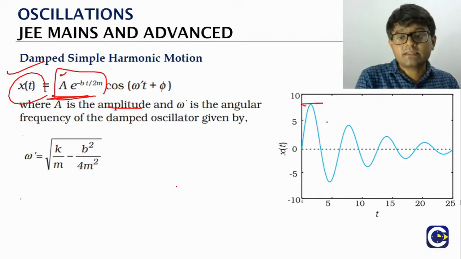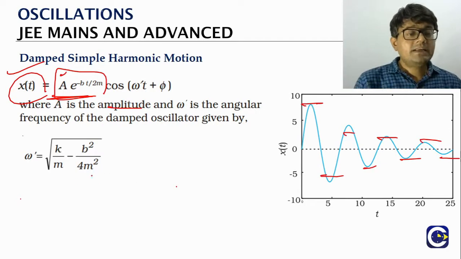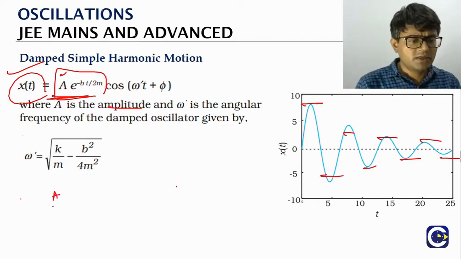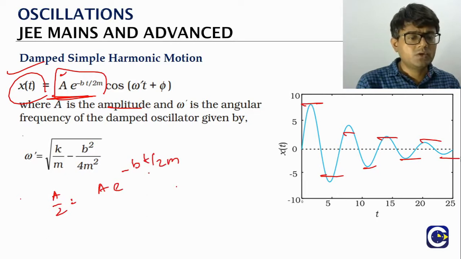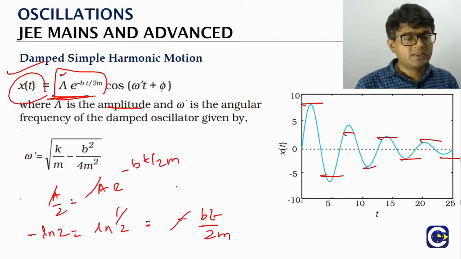So we can see that as time is progressing, the maximum displacement keeps decreasing, and consider the time in which the amplitude becomes half the original value. So the overall amplitude factor is A e power minus bt by 2m, and that will equate to A by 2. Then we'll take a logarithm on both sides, so ln half is equal to minus bt by 2m. Ln half means minus ln 2, so minus minus gets cancelled.